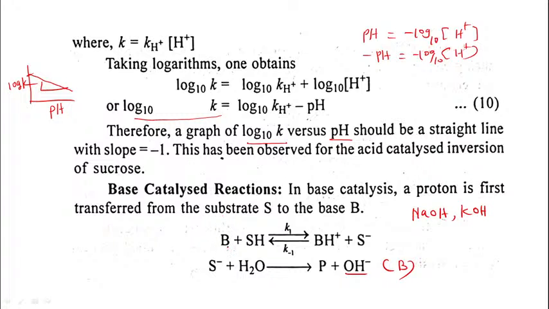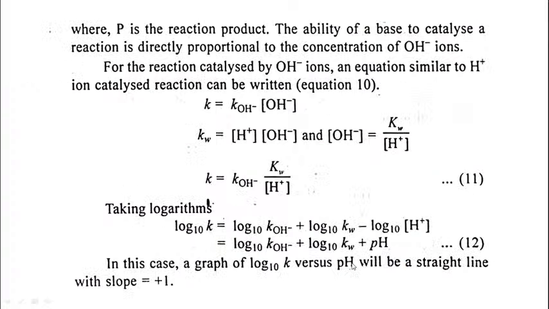According to the Lewis concept, base is a proton acceptor and acid is a proton donor. So it will accept the proton, forming this intermediate and this anion. And this anion undergoes hydrolysis, forming OH minus and the product. Let us see the equation for this, where P is the reaction product. The ability of a base to catalyze a reaction is directly proportional to the concentration of the OH minus ion. So hydroxyl ion is very important.